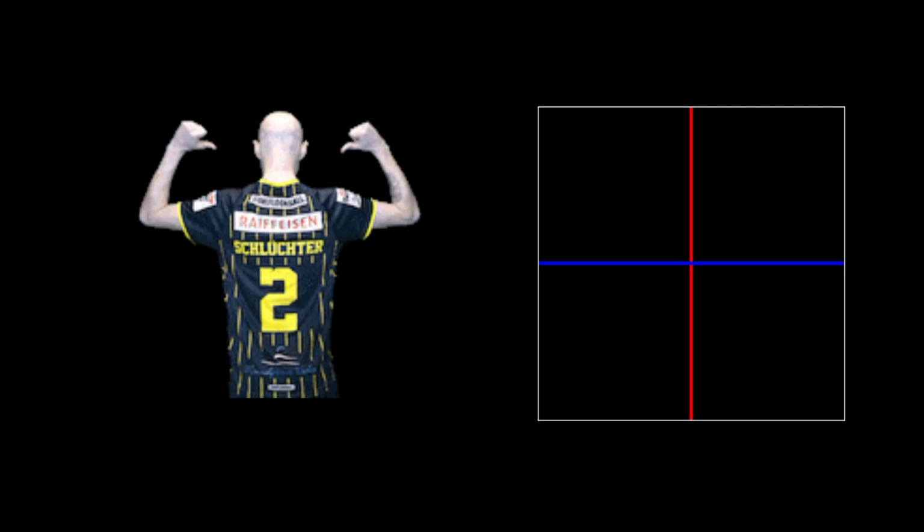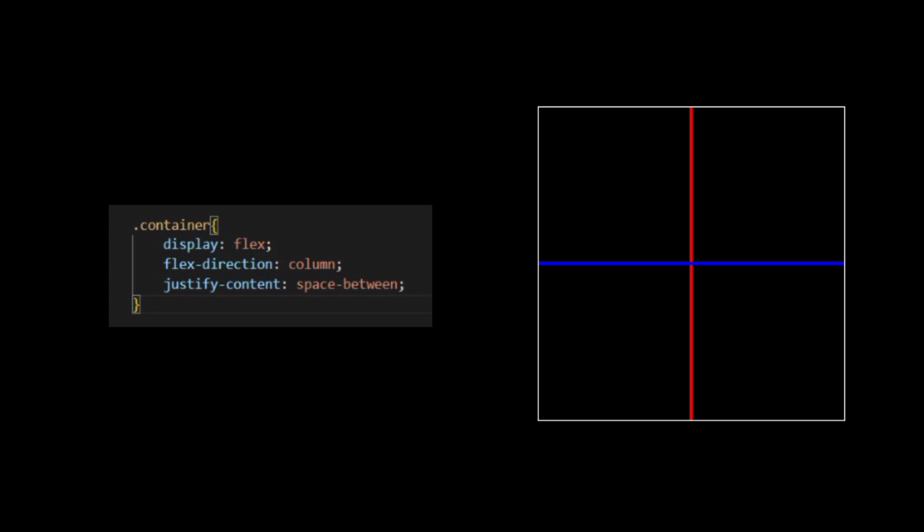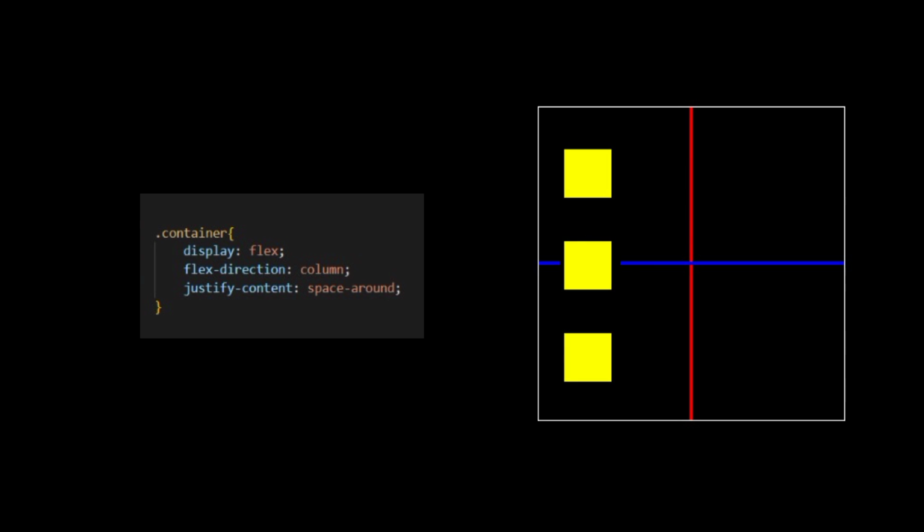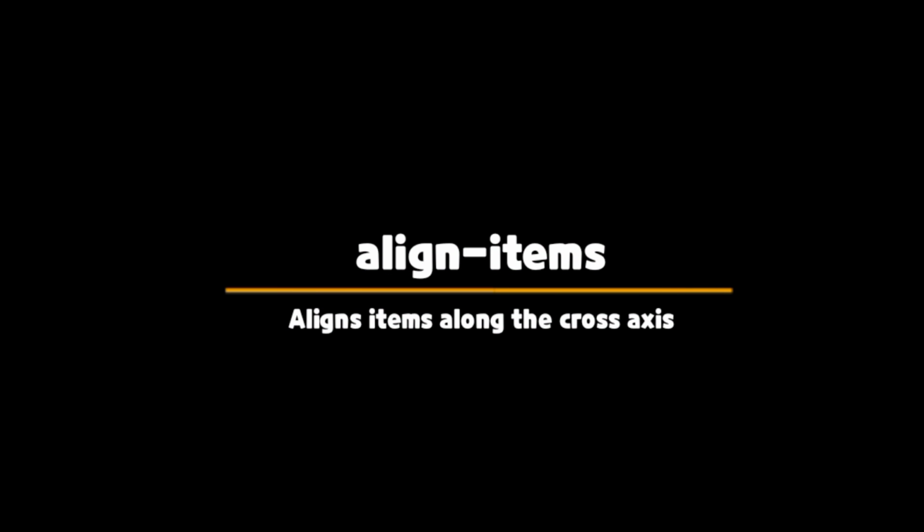And there are two more values which you can add to justify content, which are space between and space around. As the name says, space between distributes the items evenly along the main axis, with the first item at the beginning of the main axis and then the last item at the end. And then for space around, this value distributes the items evenly along the main axis with equal space around each of them. The property align items aligns the items along the cross axis.